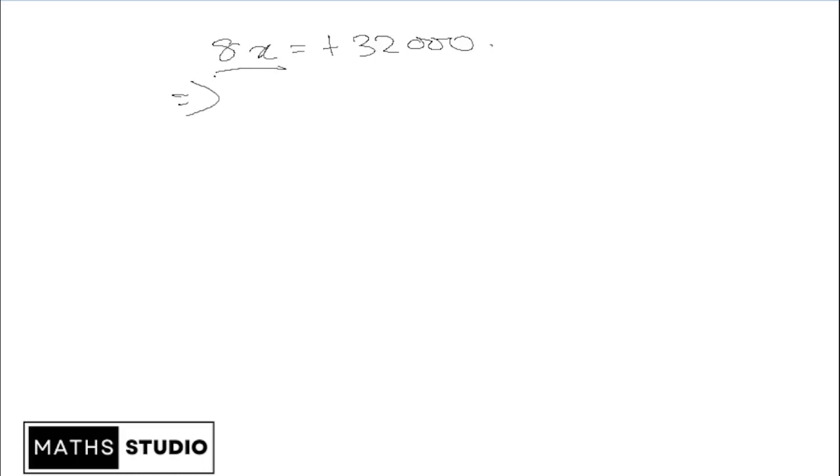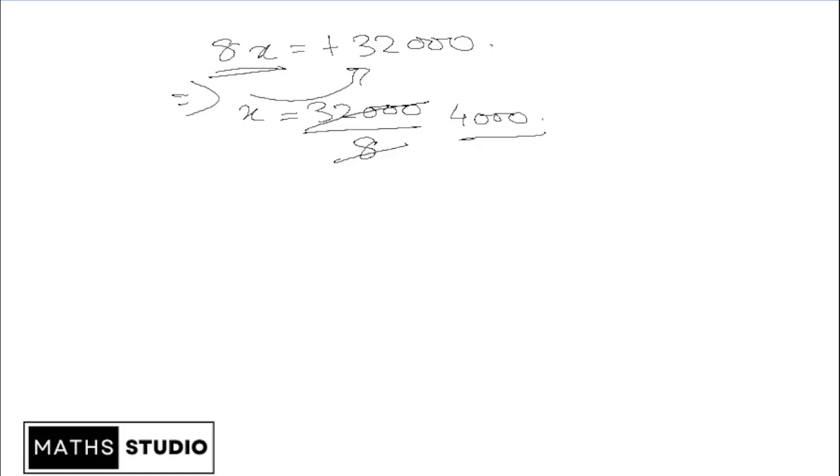Since we have 8 into x, the 8 will go to the other side, into the denominator. So x equals 32,000 by 8. Don't worry if you're not understanding this right now, because we'll be studying this in the linear equation chapter. Then things will be much easier for you. This gets cancelled and overall we get 4000 as the answer. So 4000 is the number of white cement bags to be sold in order to get no profit, no loss.